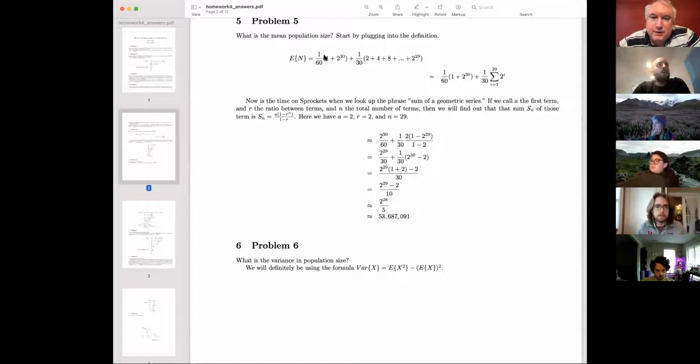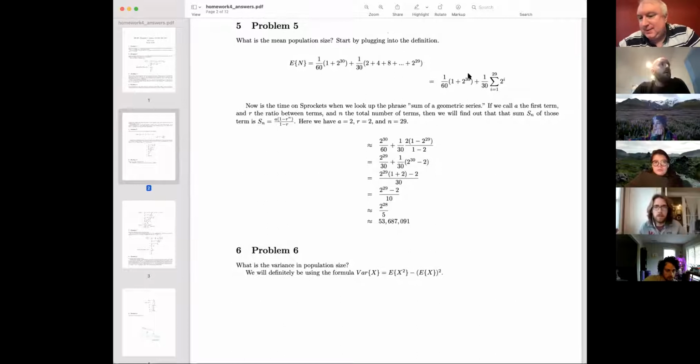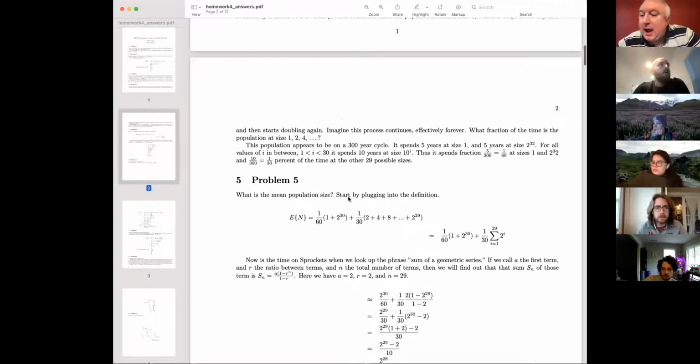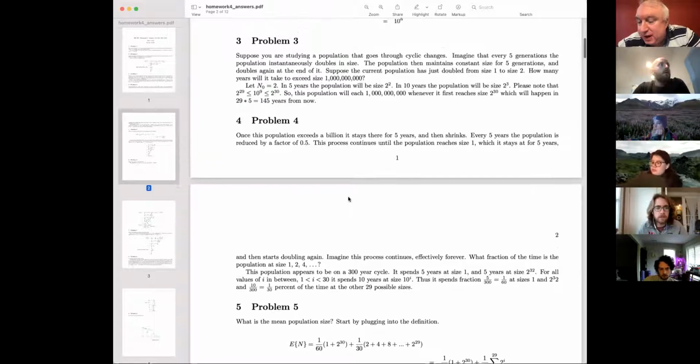So 1/60th of the time it's at size 1, 1/60th of the time it's at 2 to the 30th, 1/30th of the time it's at all these steps in between. How do you get the 60 and 30? I added and then did a little subtraction.